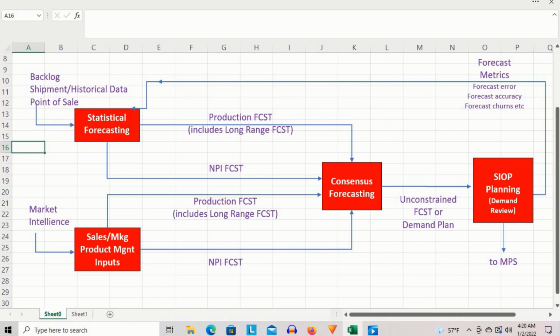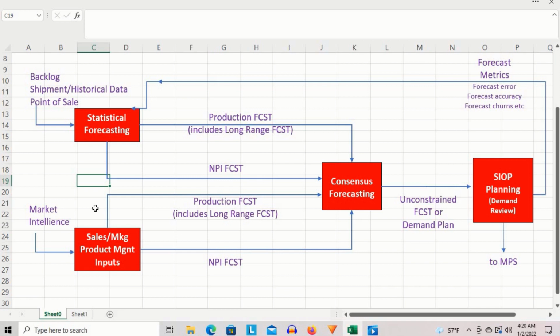At the same time, the sales, marketing, and product management people have some market intelligence that they can use to provide some inputs to generate the forecast as well, right? In some cases, market conditions change, and the historical data that demand planners have used to create statistical forecasts is not valid. So in those cases, the input from sales, marketing, and product management is very helpful.